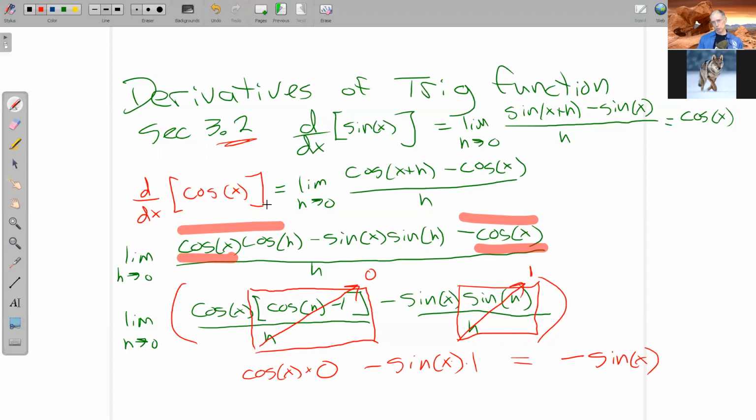So since we've just proved this, we don't have to use the limit definition anymore. Anytime we see a sine, we can just say, oh, the derivative is cosine. And anytime we see the derivative of cosine, we can just say, oh, the derivative is the negative sine of x, right? We proved it. We're done with that proof. Let's move on to some other functions.